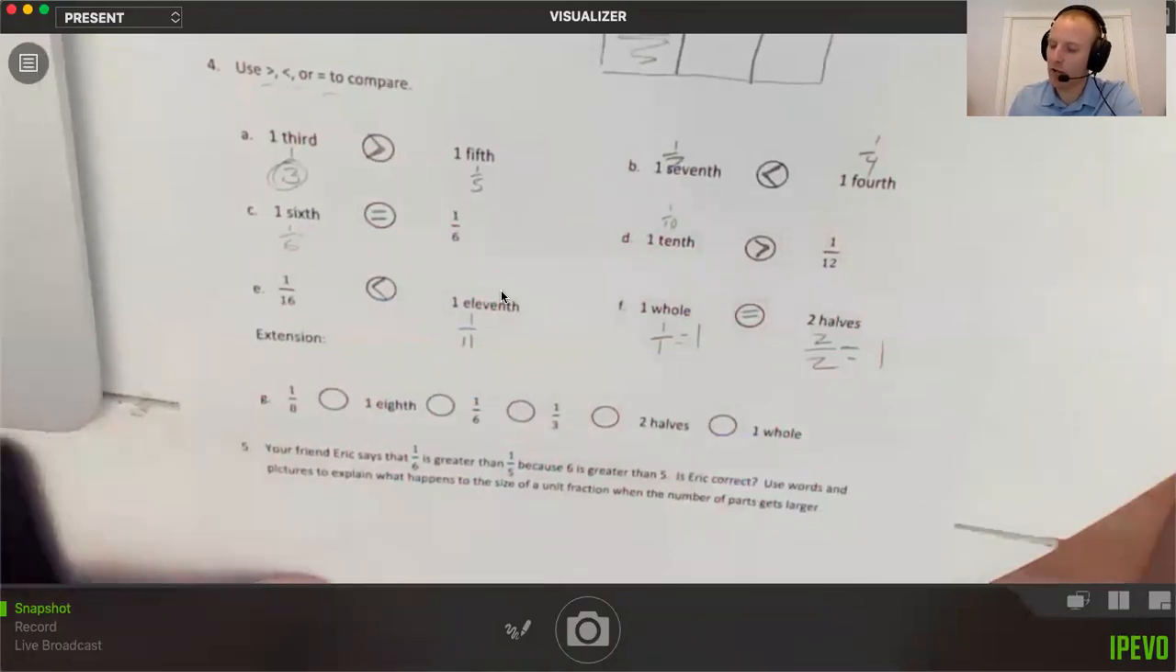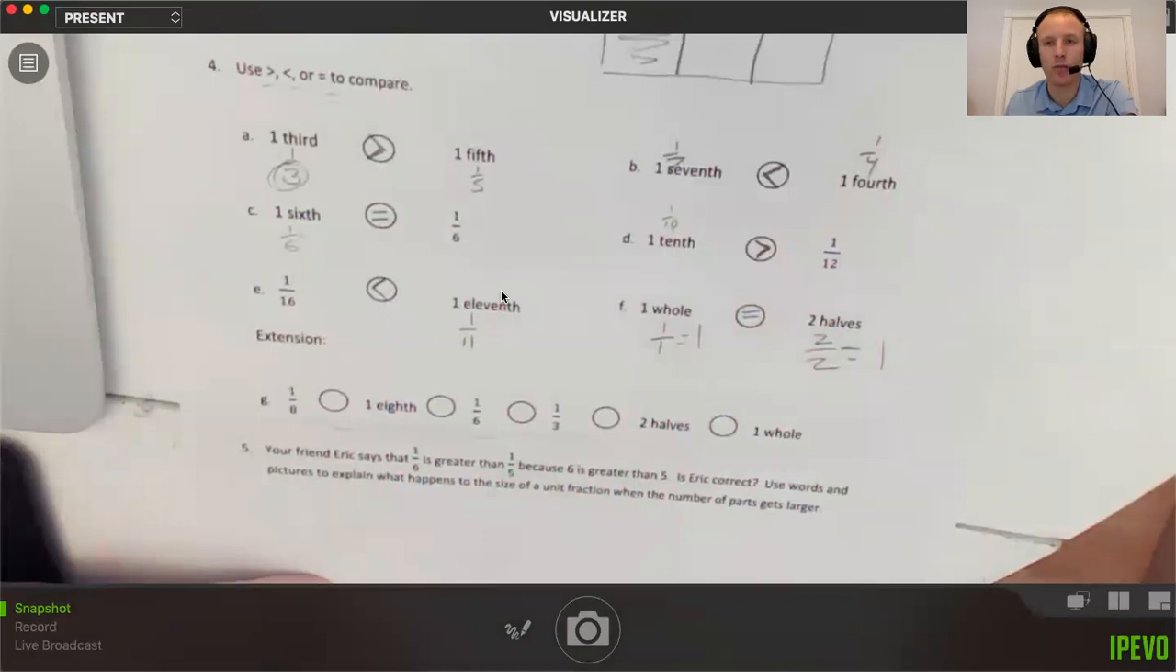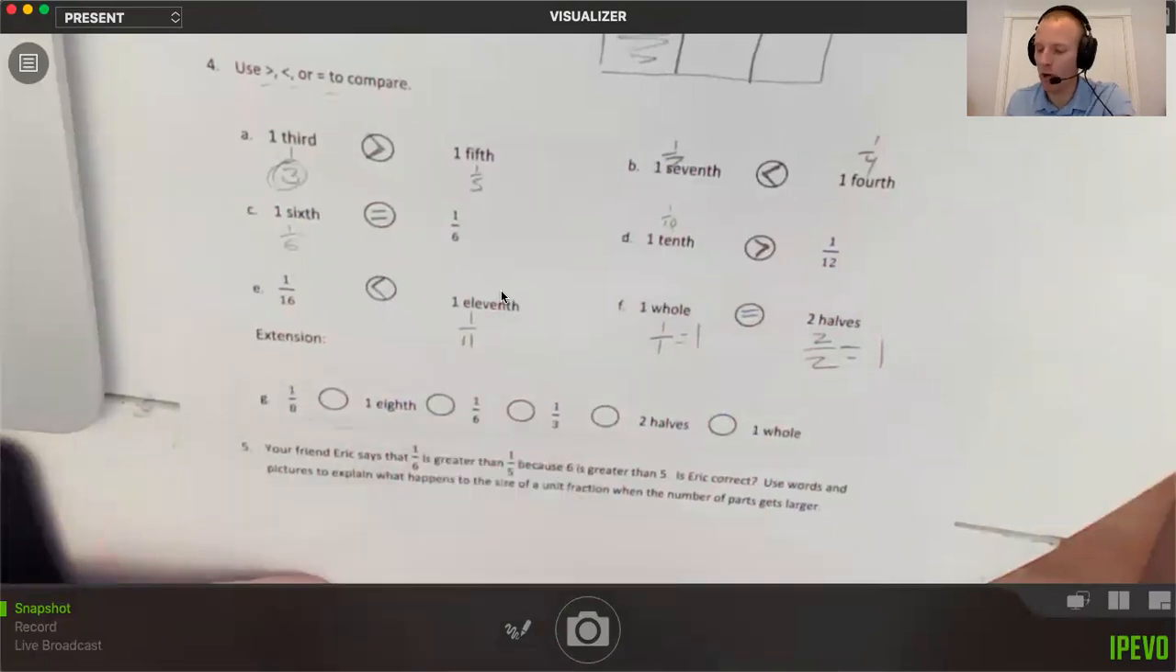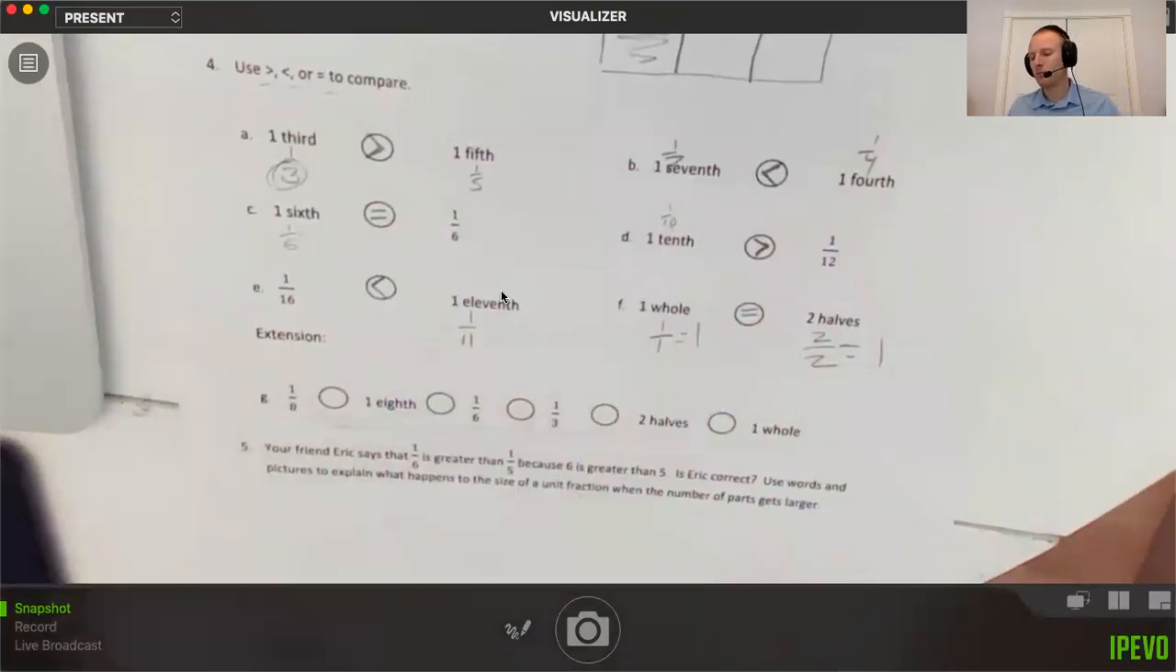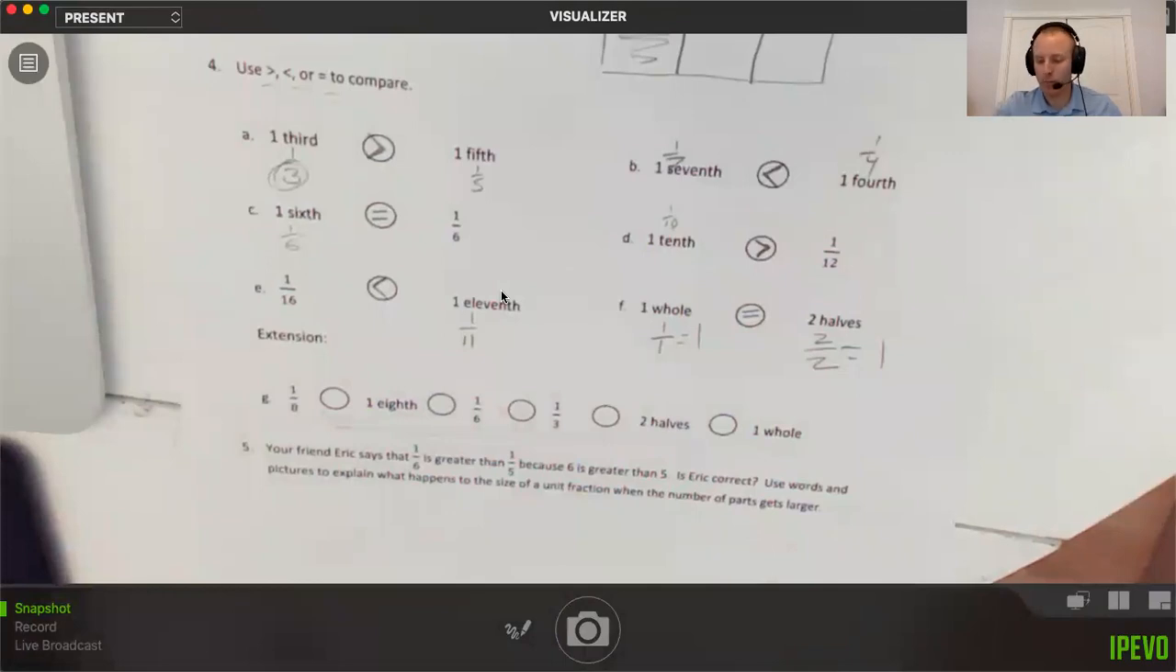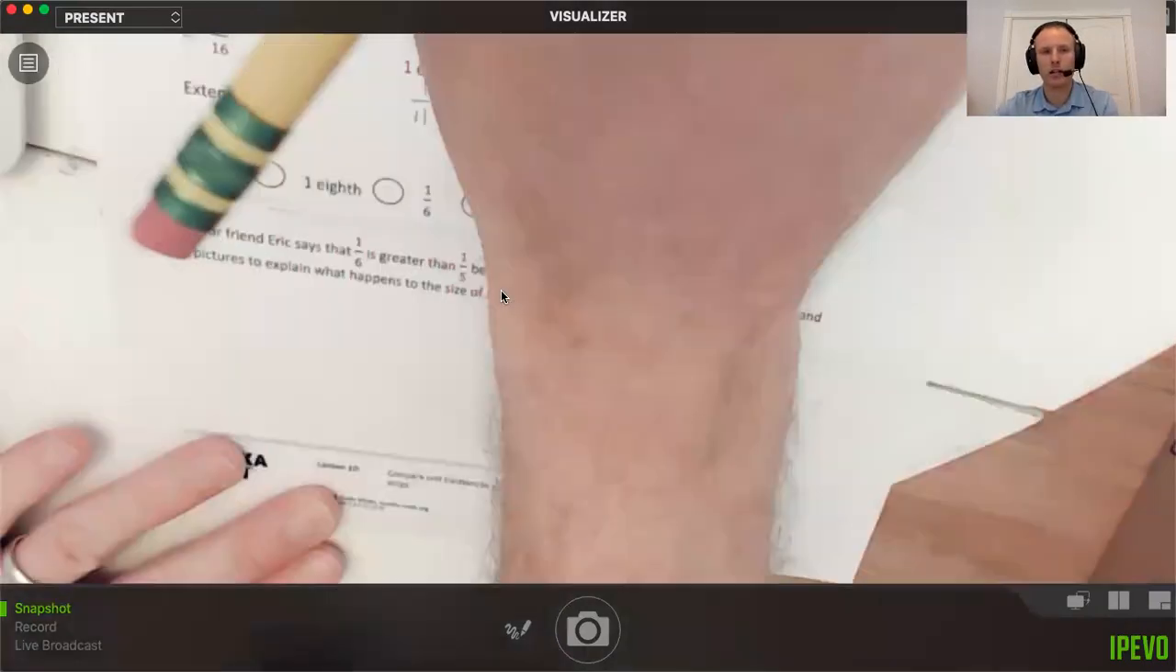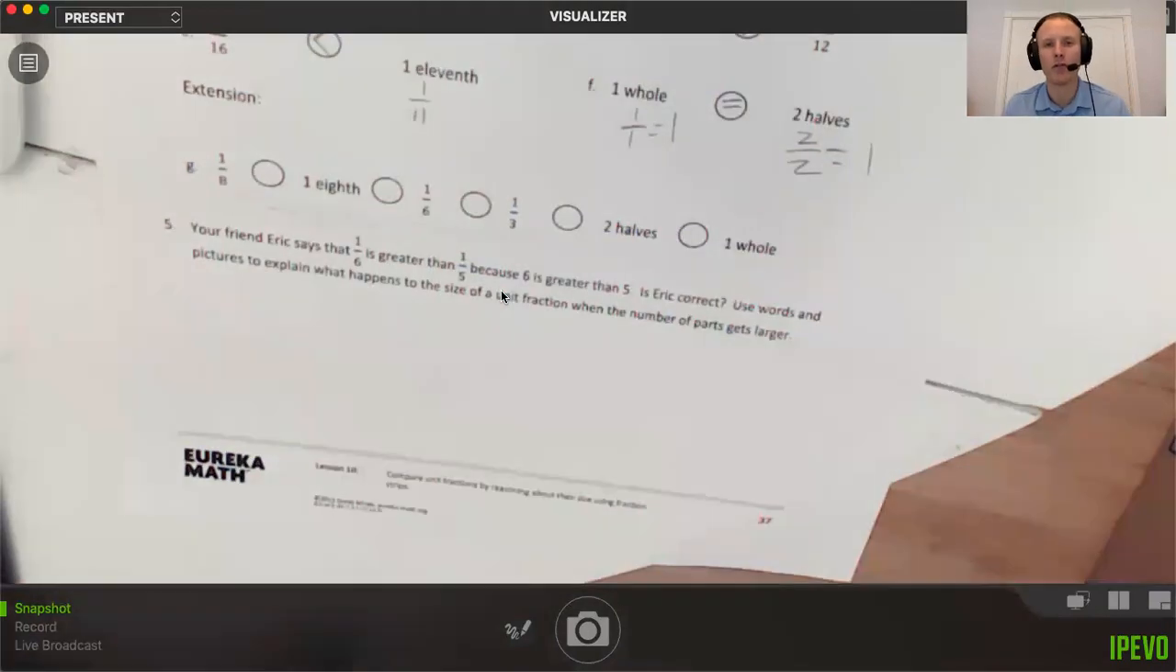I'm going to leave the extension. That's something that I want you guys to think about on your own. But I'm going to leave you to think about that. And we're going to move on to the last word problems. Your friend Eric says, let me move it down a little bit. Your friend Eric says that 1/6 is greater than 1/5 because 6 is greater than 5. Is Eric correct? Use words, pictures, and so on to explain.